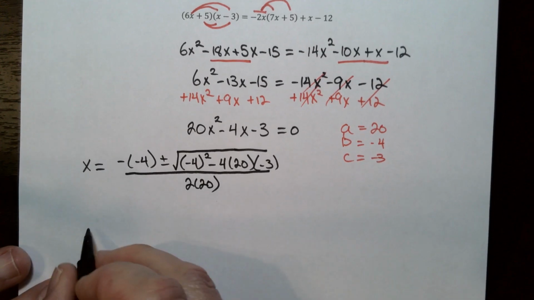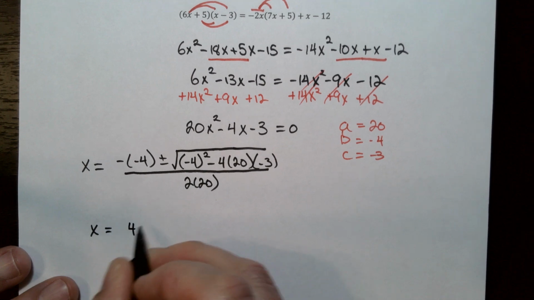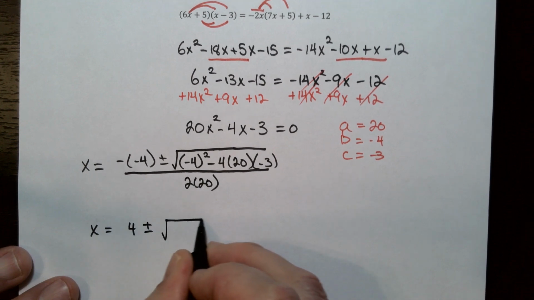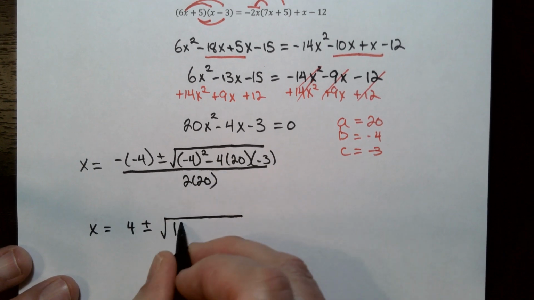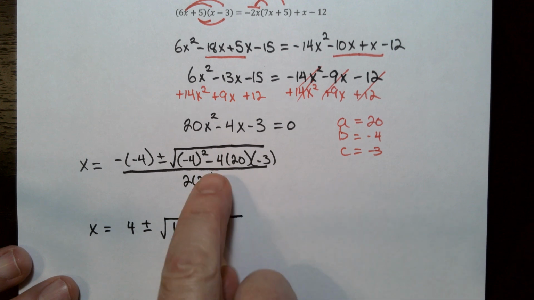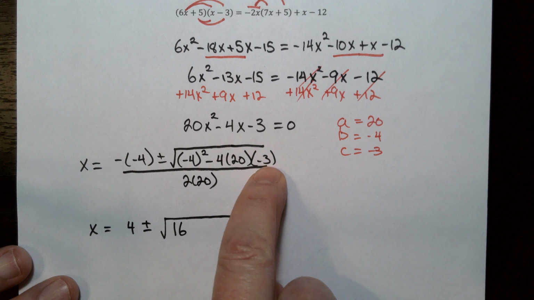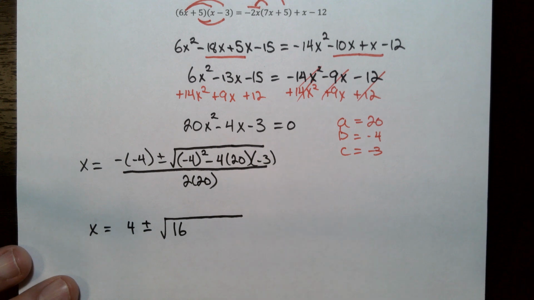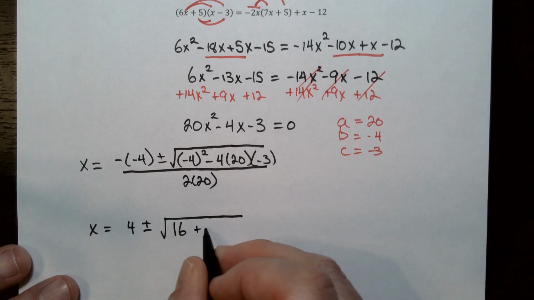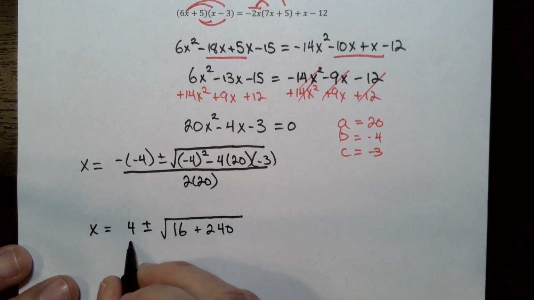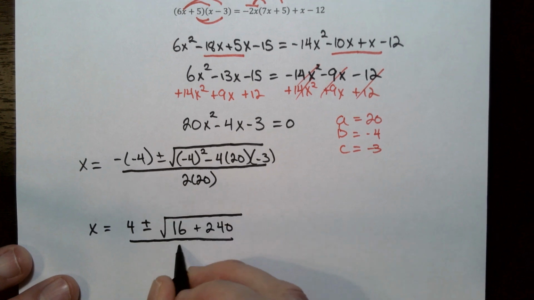Here the negatives cancel out. That gives us a positive 4. Negative 4 squared is positive 16. Let's see, this is negative 4 times negative 3, which is a 12, and 12 times 20 will be 240. Divided by, and 2 times 20 is 40.